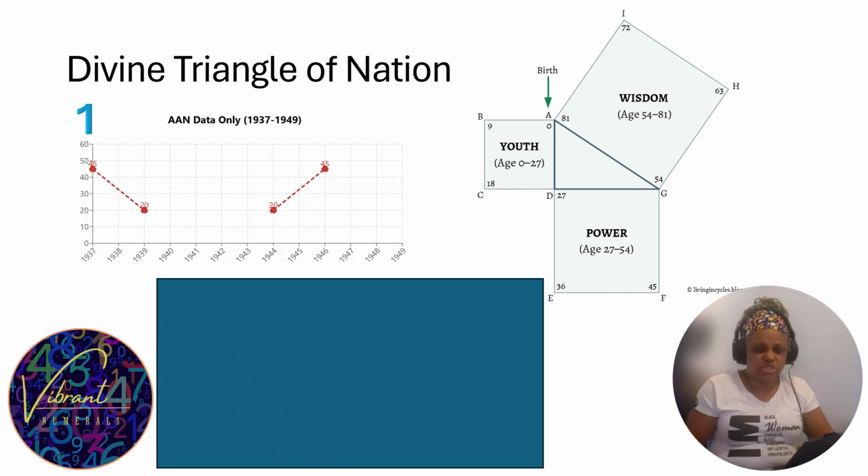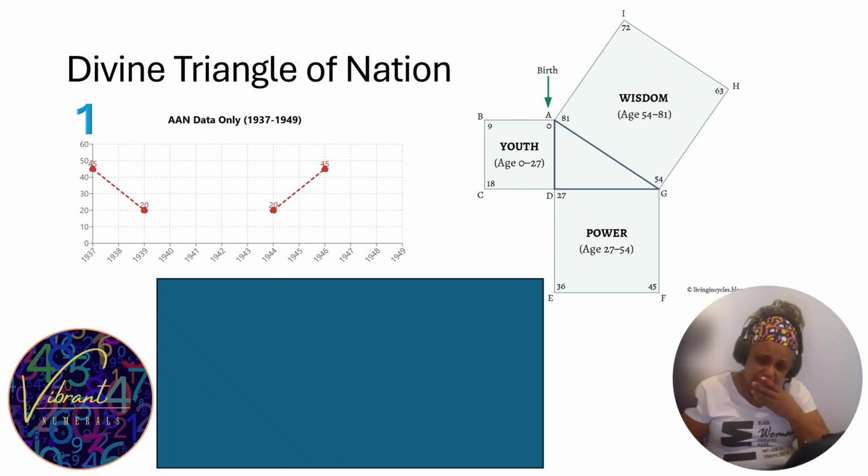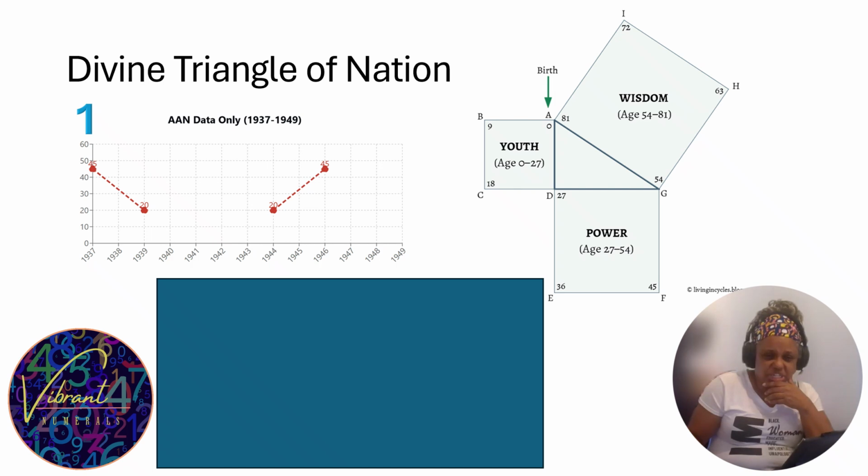For this African American nation, we're seeing this mirror pattern several times. This is just an example of it, where we have two major events that happened in 1937, and then again in 1944. They're different vibrations, but you see it mirrored here.